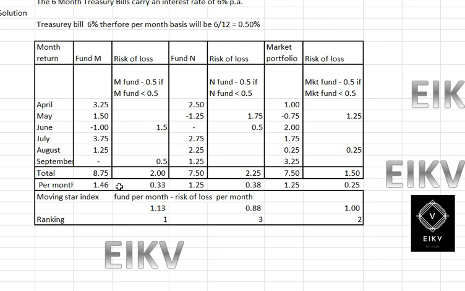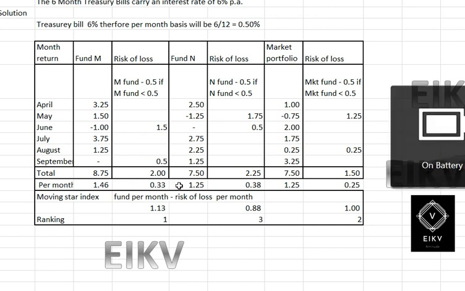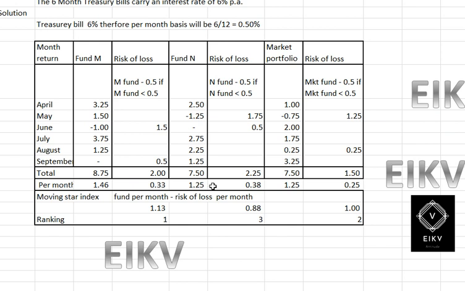When it is divided on a per month basis, it would be 8.25 divided by 6, which is 1.46, and here it would be 0.33. Then we have 1.25 for fund N and 0.38 as risk of losses, and 1.25 for market portfolio and 0.25 for the risk of losses.